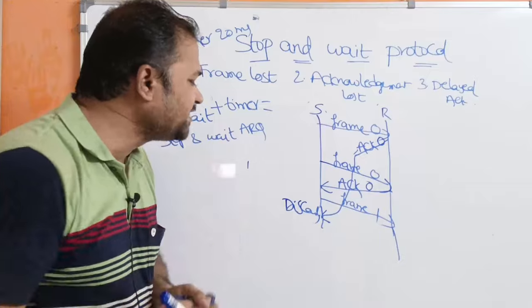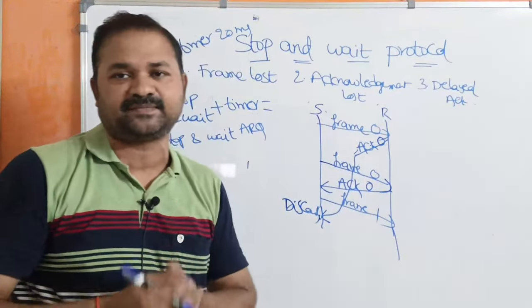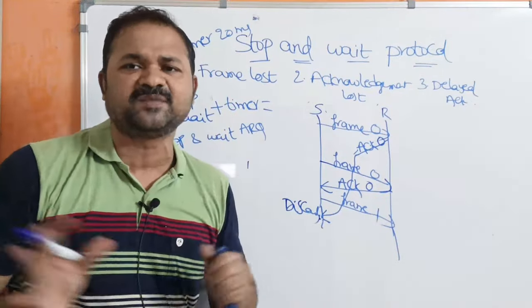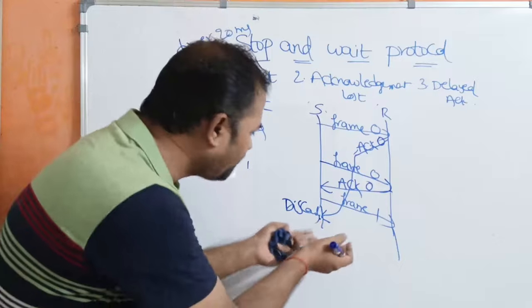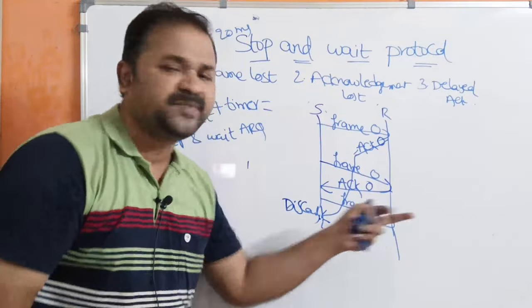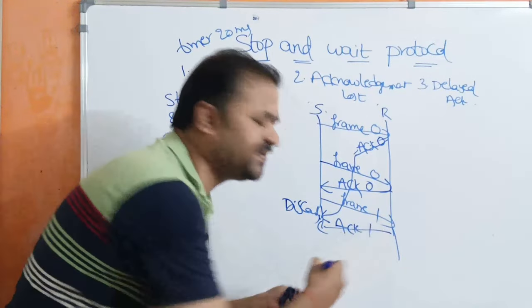So what will the sender do? The sender will simply discard this acknowledgement, because the frame 0 acknowledgement is already received by the sender successfully. So the sender will send the second frame. Likewise, the procedure will happen. After some time, the sender may receive acknowledgement for frame 1, like ACK 1. So likewise, it will receive.